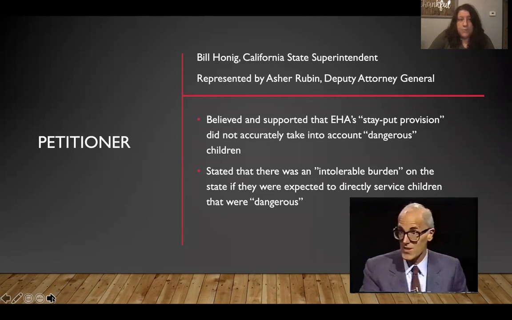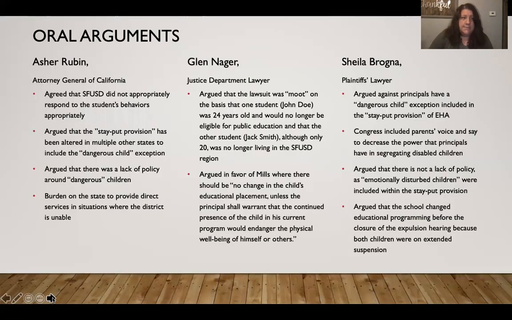So looking at the Supreme Court case, we heard 3 oral arguments. The first, Asher Rubin, who was representing the state superintendent, argued that the San Francisco Unified School District did not appropriately respond to the students' behaviors, but argued that the stay put provision has been altered in multiple other states to include the dangerous child exception, meaning that the stay put provision does not necessarily include students who are emotionally disturbed and have violent tendencies, and argued that there was a lack of policy around dangerous children, and that further it was a burden on the state to provide direct services in situations where the district was unable.